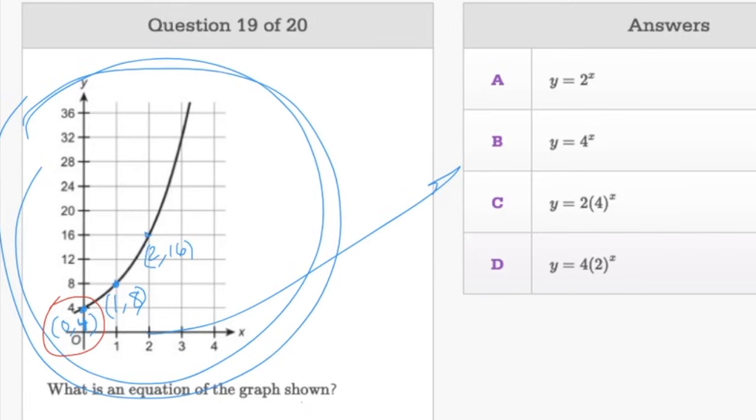We might come back to it. I might address that here in just a minute. But anything to the power of 1 is itself, right? So 2 to the power of 1 is going to be 2. 4 to the power of 1 is going to be 4. 8 to the power of 1 is 8, etc.